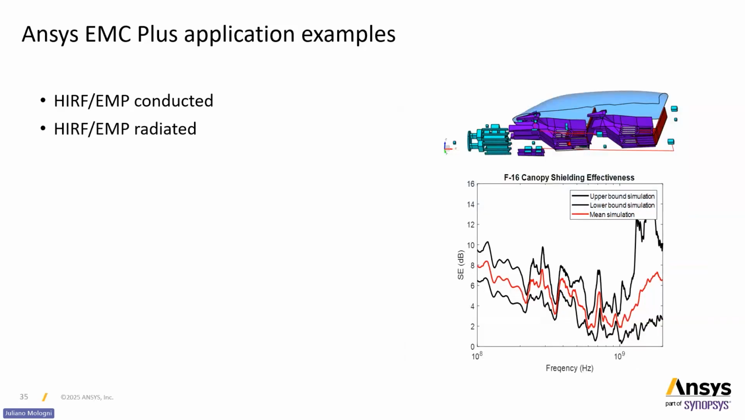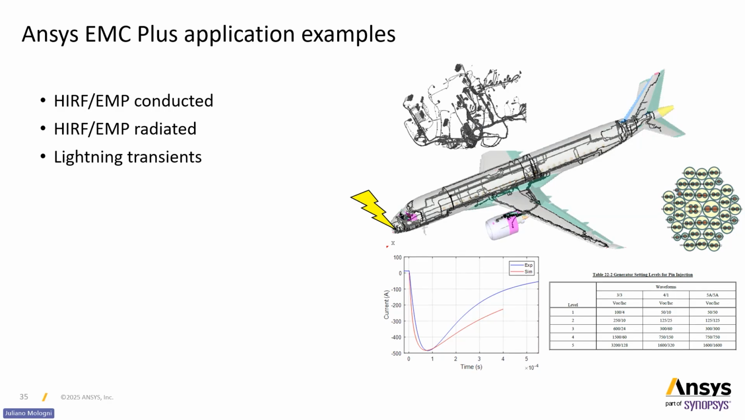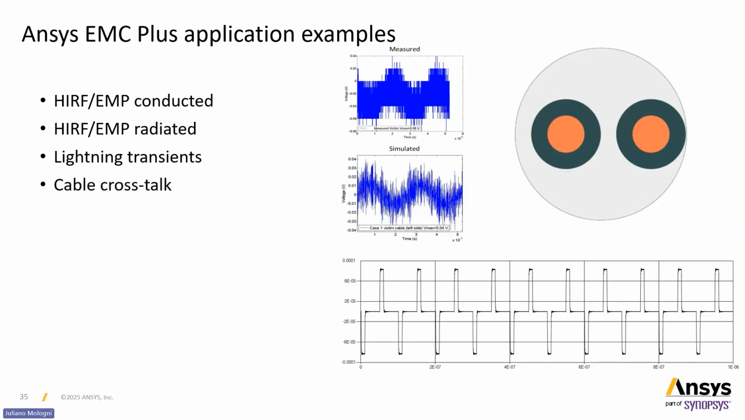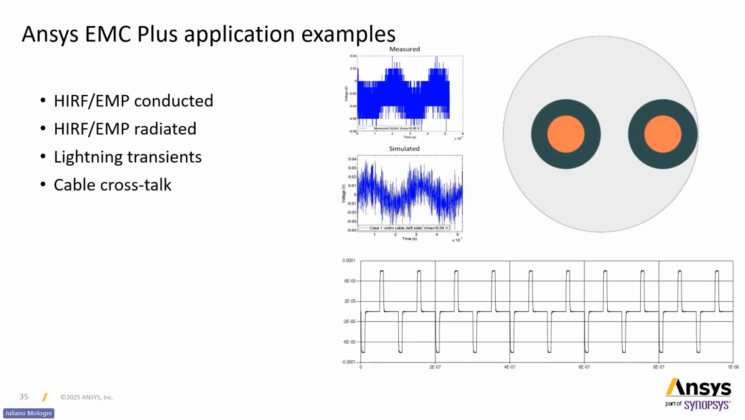You can also compute shielding effectiveness. That's what we have in here. So you have probes inside your canopy, and once you have that incident plane wave, you can compute the shielding effectiveness. Lightning transients, right? So you can see here an entire airplane with all the cables. You can see the induced current in those cables due to a lightning strike. And here I want to emphasize this is a full airplane with all the cables. You're not going to see any other tool in the market that can actually handle this kind of model besides EMC Plus.